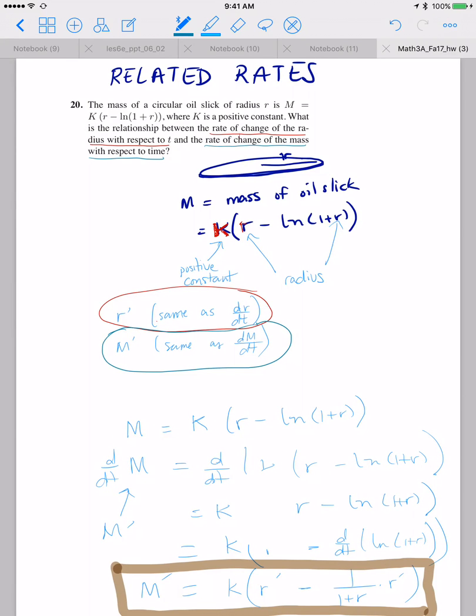To do this problem, we take our equation that relates m and r, and we take the derivative with respect to t of both sides of the equation. And we get m prime equals k times d/dt of r minus natural log of 1 plus r. And then k times, what is the derivative with respect to t of r? It'll just be r prime. Now what's the derivative with respect to t of natural log of 1 plus r? Here you're going to need to use the chain rule, and you'll get 1 over 1 plus r times r prime. Okay, so that is that question.